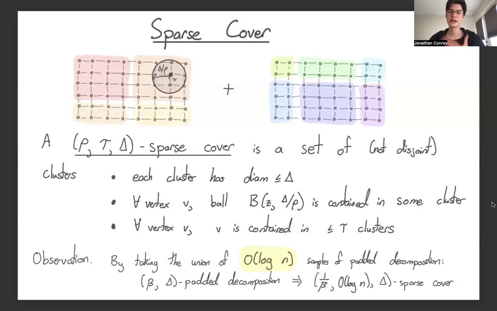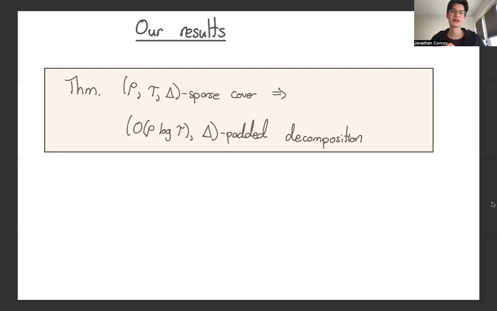So our second main result in this paper is to show something in the opposite direction: if you're given a sparse cover, you can construct a padded decomposition. In particular, if you're given some sparse cover with, say, constant padding and with sparsity tau, then you can construct an O of log tau padded decomposition.